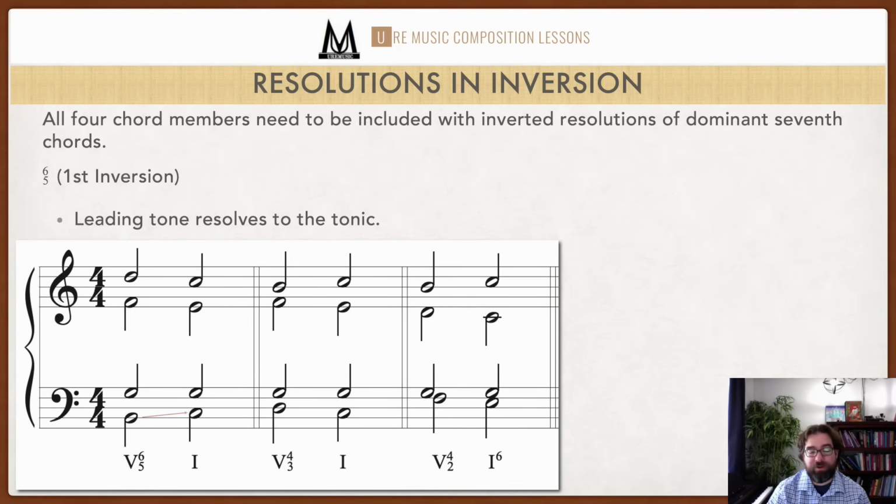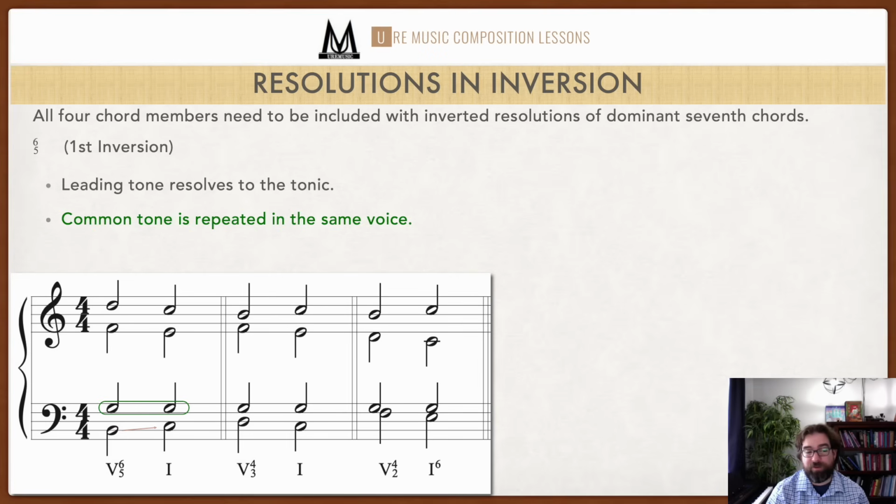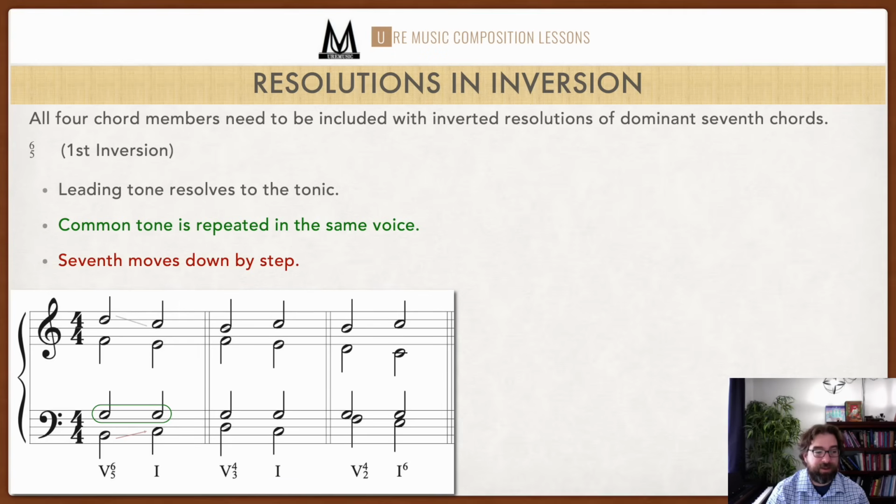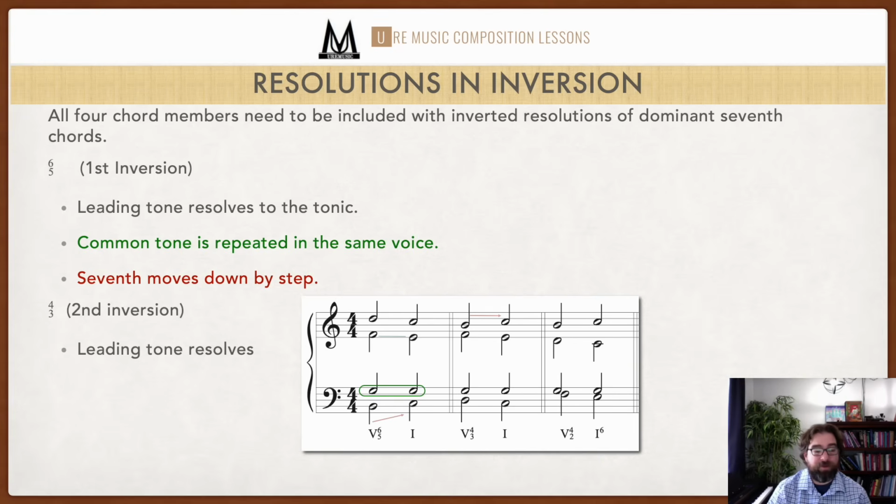So, basic overview here. All 4 chord members need to be included with inverted resolutions of the dominant 7th chord. So in the 6/5 chord, you got first inversion, leading tone resolves to the tonic, the common tone is repeated in the same voice, and the 7th moves down by step. So now we go on to our 4/3. I'm just giving you a more precise review now.